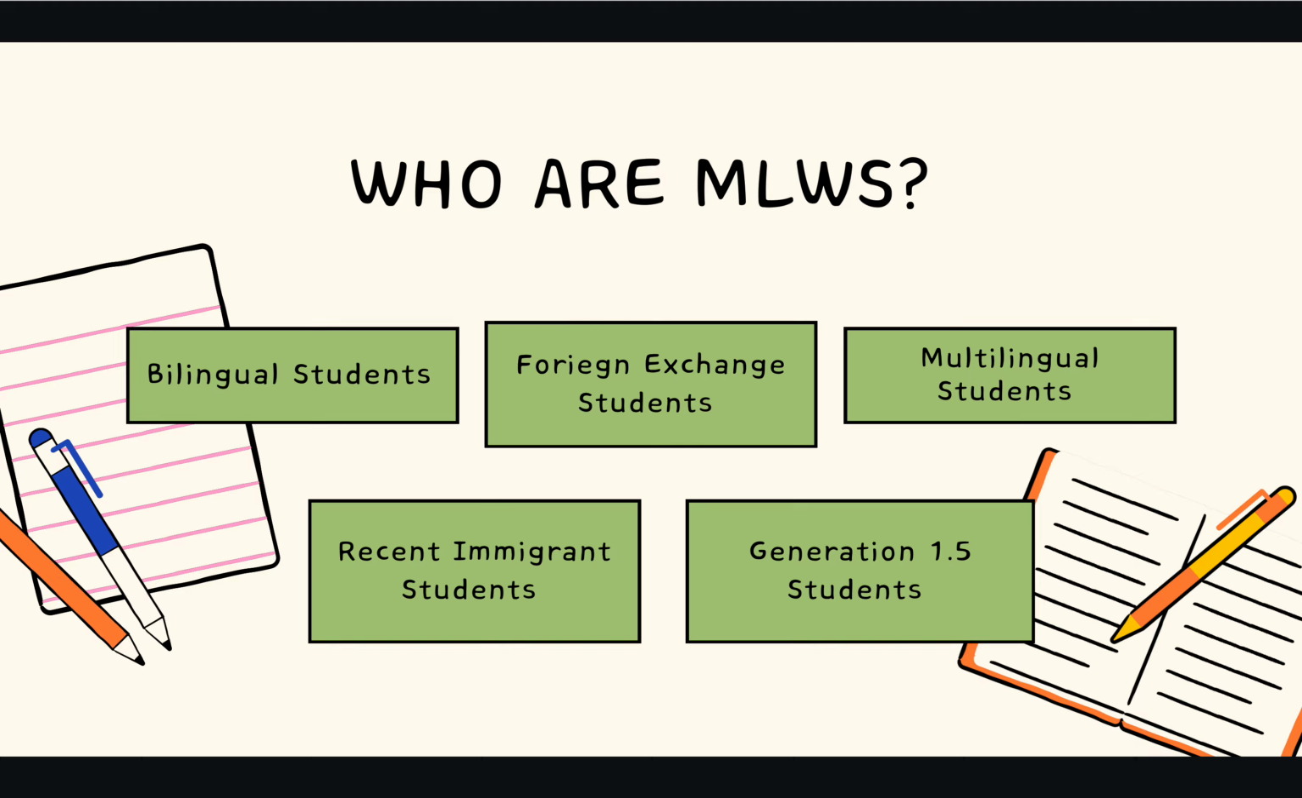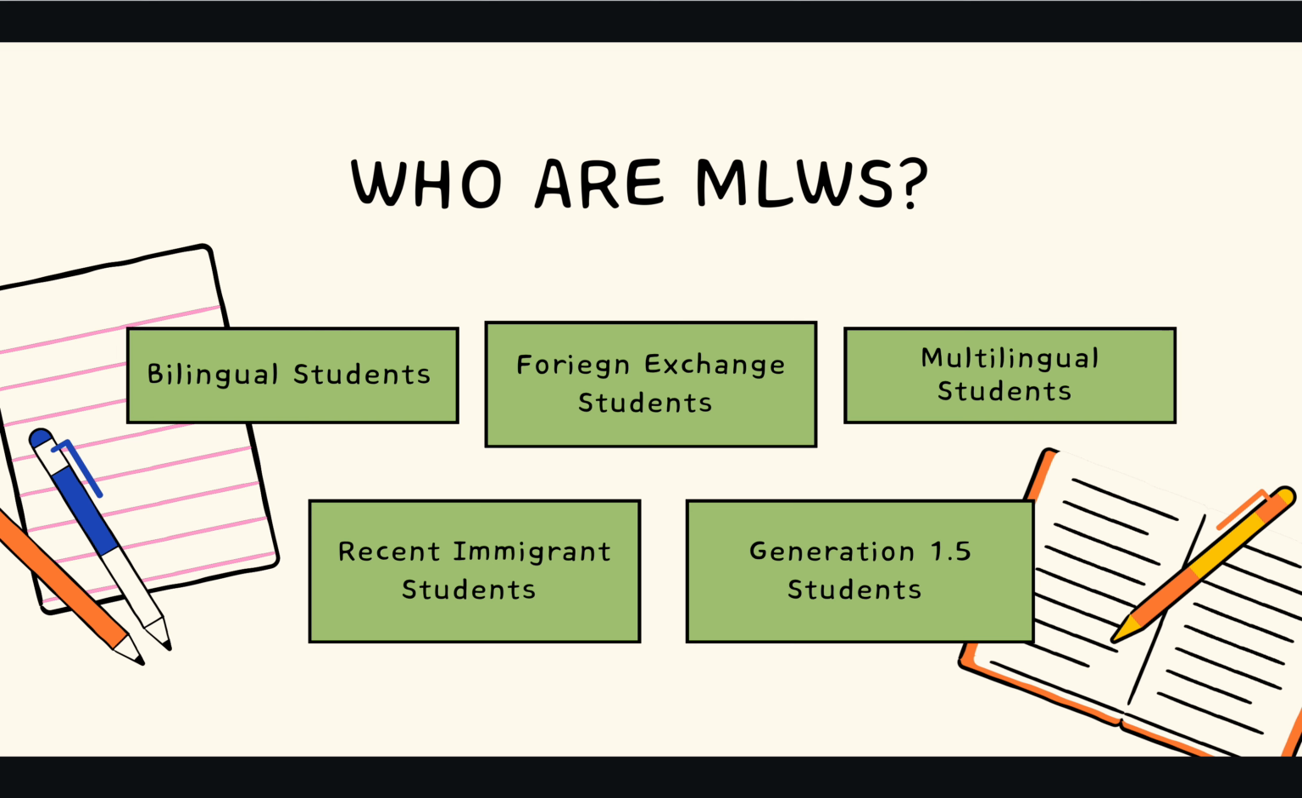Multilingual writers is a big umbrella term for a lot of different identities of students who speak more than one language. So, for example, we have bilingual students, and those can be students who grew up speaking two languages at home, or students who grew up speaking one foreign language and have been learning English. There's a lot. And then multilingual is kind of the same thing. They just speak multiple languages.